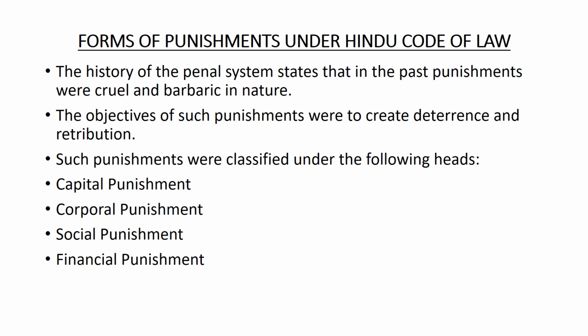The history of the penal system states that in the past punishments were cruel and barbaric in nature. The objectives of such punishments were to create deterrence and retribution. Such punishments were classified under the following heads. Number 1, capital punishment. Number 2, corporal punishment. Number 3, social punishment. And number 4, financial punishment. And now we will discuss all of these punishments one by one.